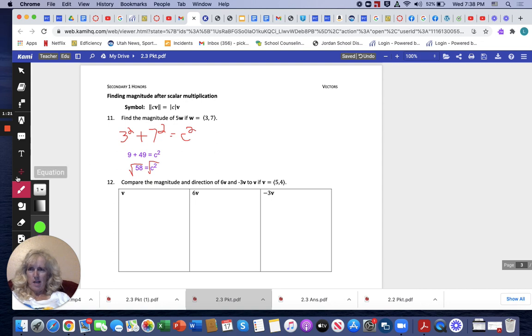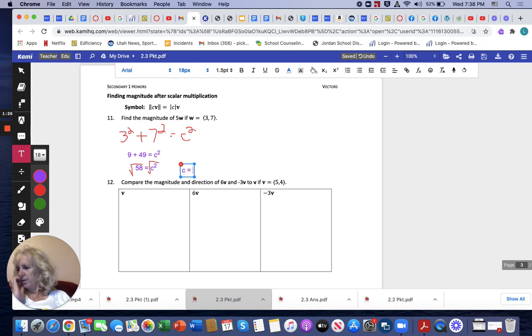And if you look at your handy dandy calculator, it will give you that c equals approximately, if I go 58 square root, 7.616. Okay, now we're going to go ahead and multiply the vector by 5. So if we do that, we get a new vector, and that new one is going to be 15, 35, because we multiplied both of them by 5.